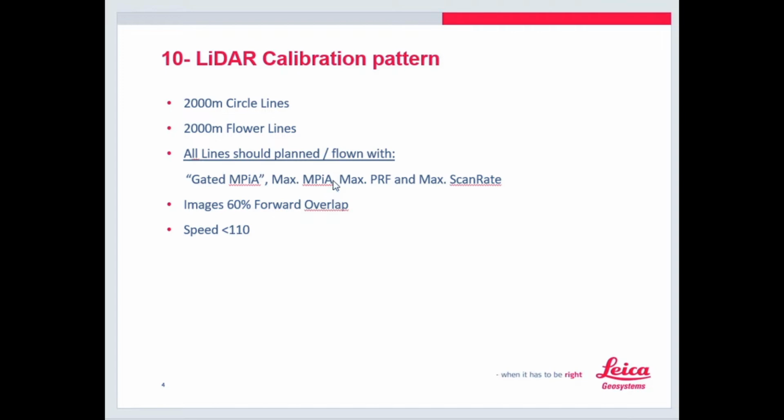Check which the maximum number of MPA we can allow. It will depend on the terrain height variation. If this is quite flat, then we can probably use 8 or 10 points. If there is a surface or terrain which has some terrain height difference, then we might have to reduce to 3, 4, 5, depends on the area. Try at maximum pulse rate frequency and maximum scan rate, but this will depend on the SNR that we want to achieve.